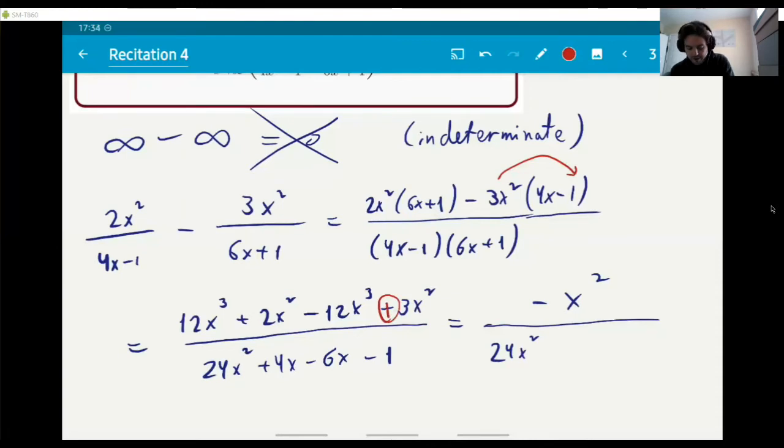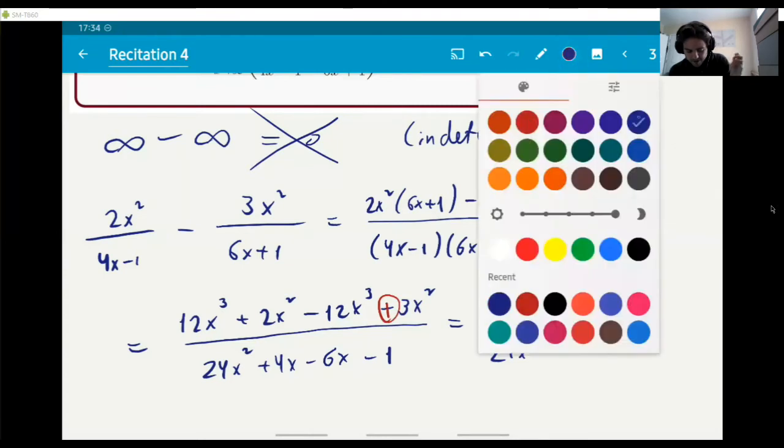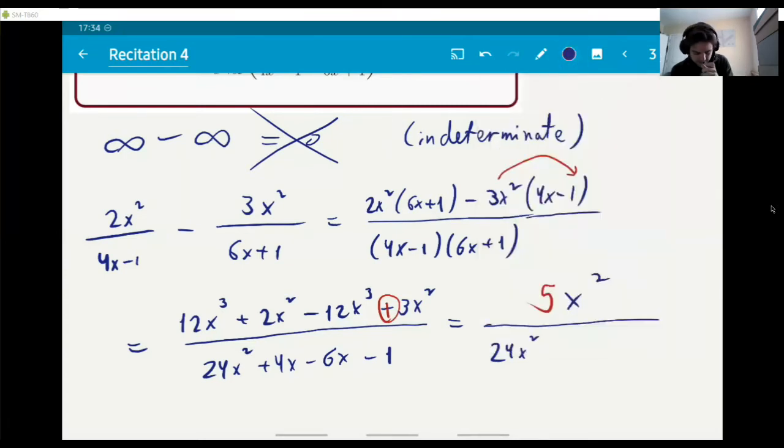So actually it's a 5x squared at the top. I remembered this answer. But continuing, the denominator here should be fine. 4x minus 6x is minus 2x, and then minus 1. All right, this is the expression. That's the one whose limit we're trying to find as x goes to infinity.